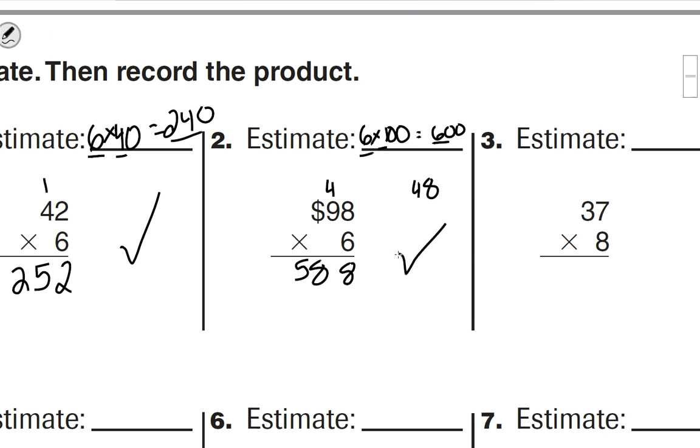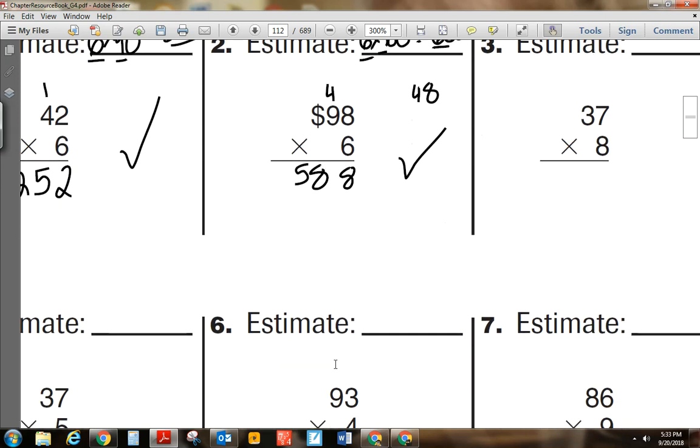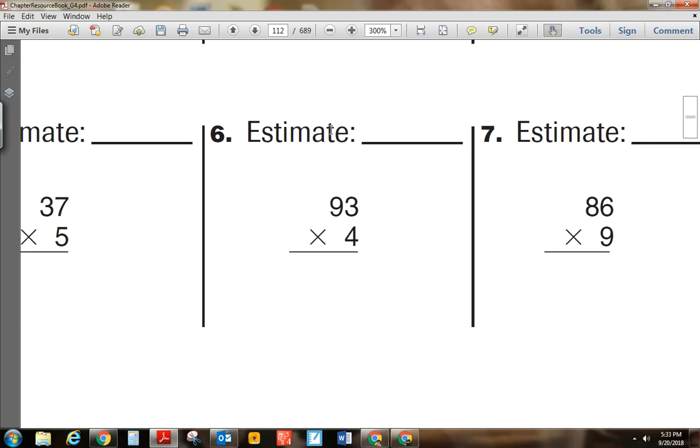We're good. All right, so I'm going to pause this video. Well, maybe I won't pause it here. Let's go ahead and jump down to number 6. Go ahead and write this down. Pause the video and do the estimate, and then let's solve this problem. All right, so you should be back if you paused it and wrote it down. Now let's check your work.